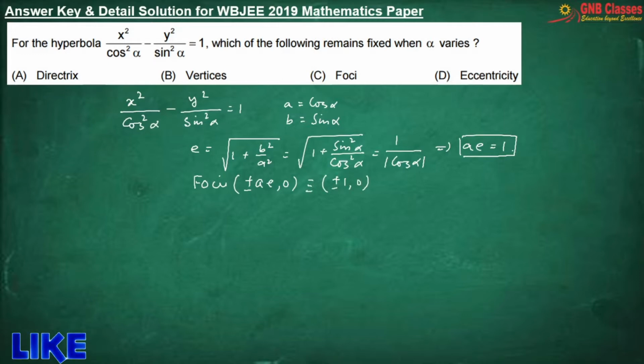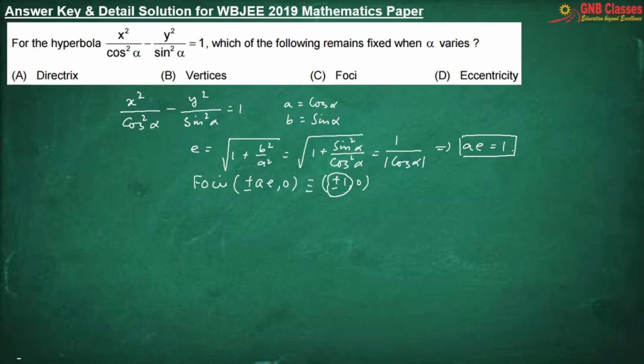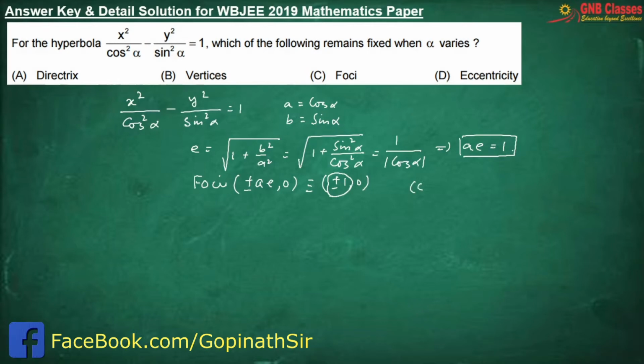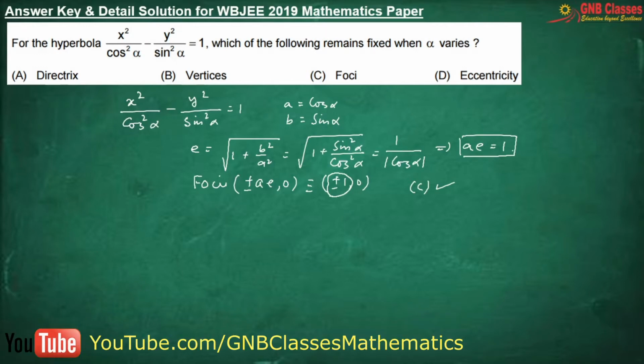So, when alpha varies, your foci remains fixed. It is independent of alpha. So even if alpha varies, your foci remains fixed. Therefore, your option C is correct in this problem. It is again from the easier side. Let us move for the next problem.